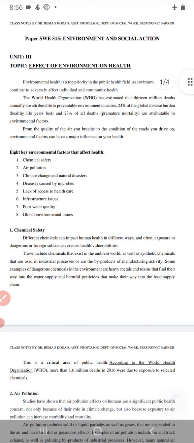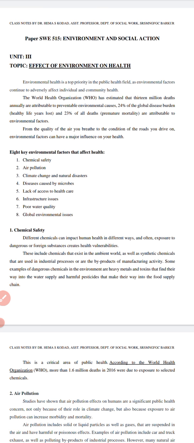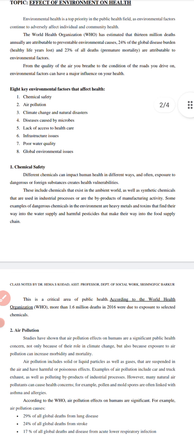Now let us have a look at 8 key environmental factors that affect our health. That is chemical safety, air pollution, climate change and natural disasters, diseases caused by microbes, lack of access to healthcare, infrastructure issues, poor water quality, and global environmental issues. The first one is chemical safety.